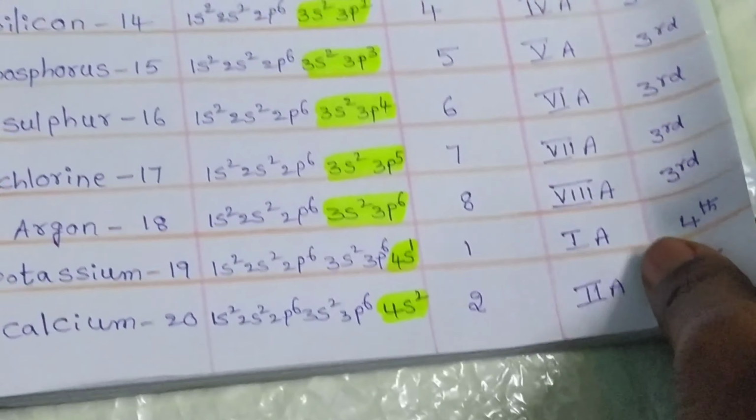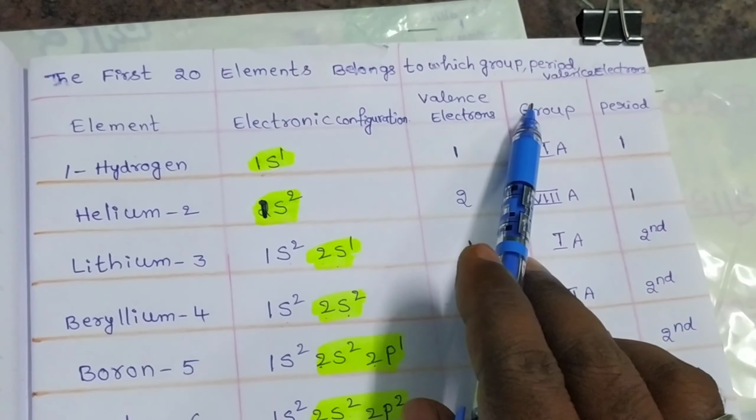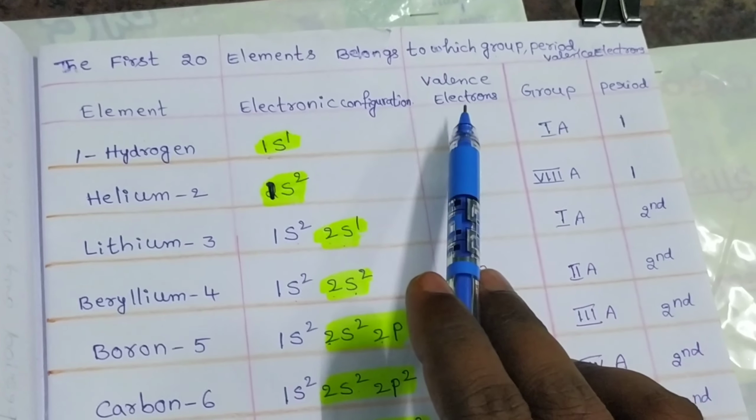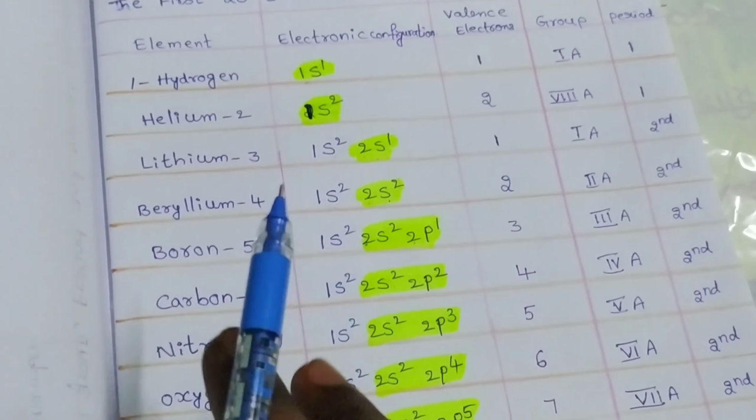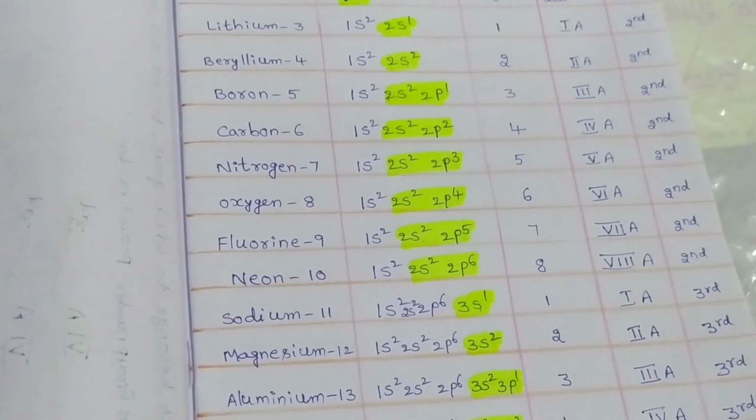In this way, we can easily identify the group, period and number of valency electrons present in the first 20 elements of the modern periodic table.